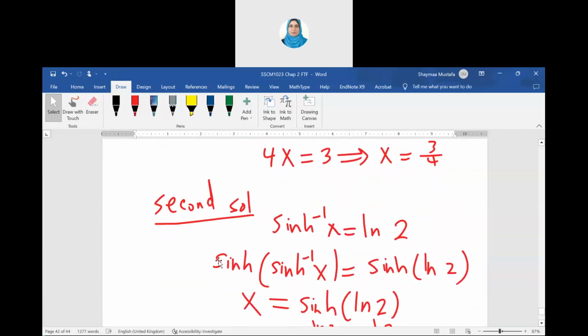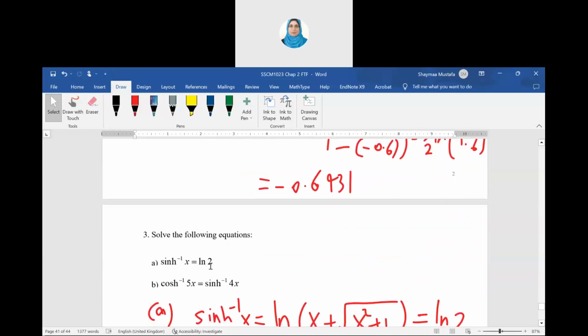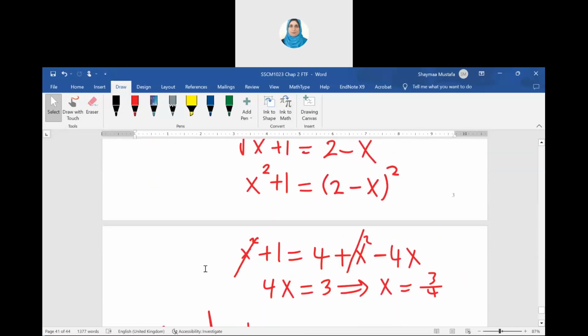So for these questions, if we usually ask you to use the definition to find this one, it's up to you. If you use the definition of sine inverse x, you go for the formula for sine inverse x. As a solution, you take sine for both sides. So sine inverse will cancel each other, and you will get x is equal to sine ln 2.